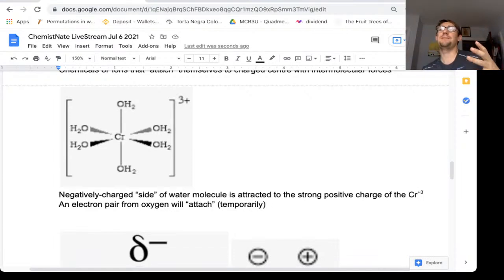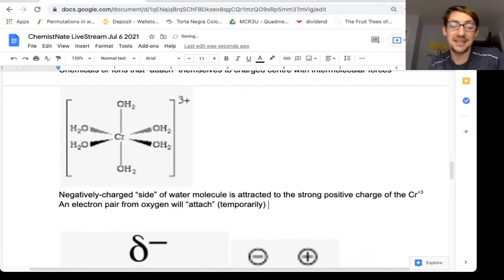I'm imagining maybe an ammonia. Don't quote me on that. I haven't memorized the order of like ligand hungriness or whatever. But it's not a permanent covalent bond that is very difficult to break. It's an attachment. It is temporary.